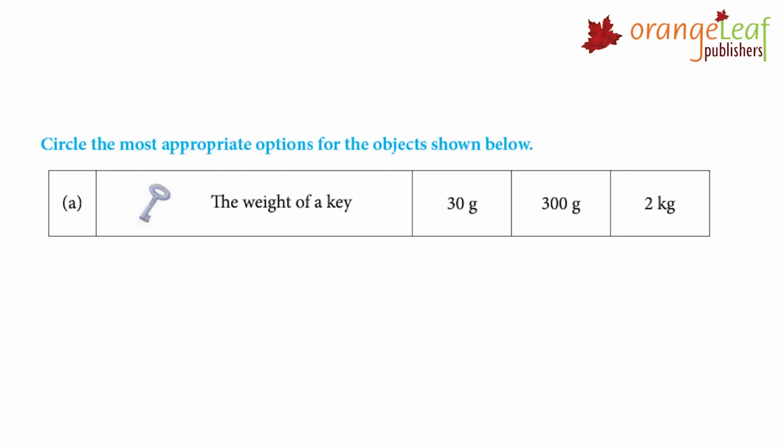Now let's choose the most appropriate options for the given objects. The estimate weight of a key would be 30 grams, 300 grams or 2 kgs. We know that a key is very light, so 30 grams would be the correct option.